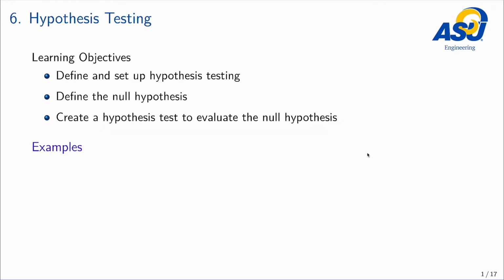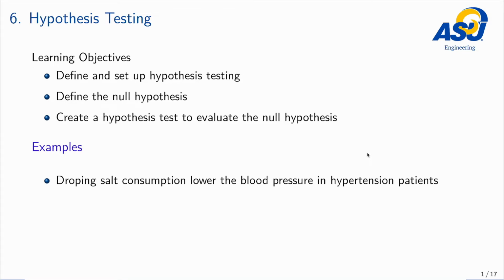Examples of hypotheses are the following: dropping the salt consumption lowers the blood pressure in hypertension patients. The second, students in this school are above average intelligence. You would imagine that you will have to make a test in which you consider different types of students, and you have to prove that hypothesis.